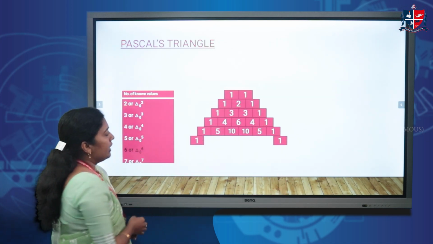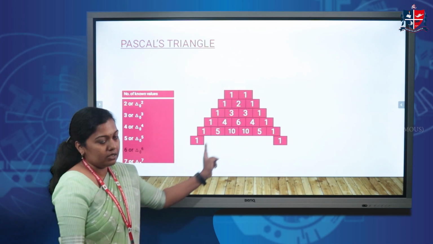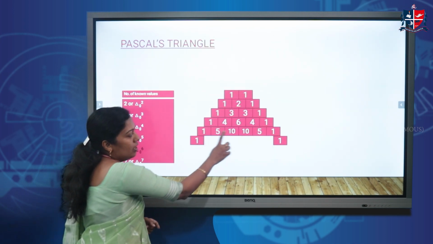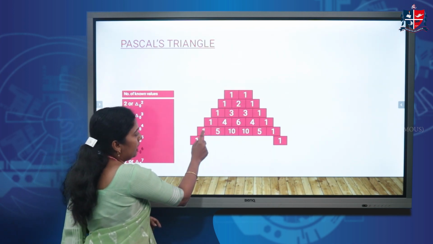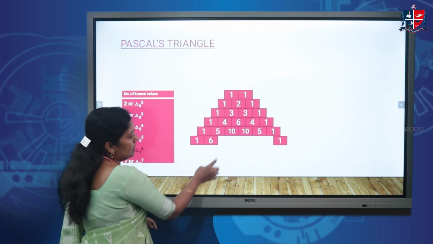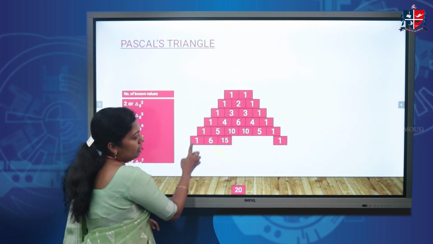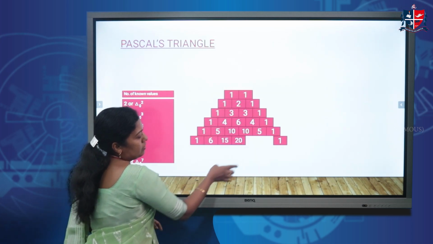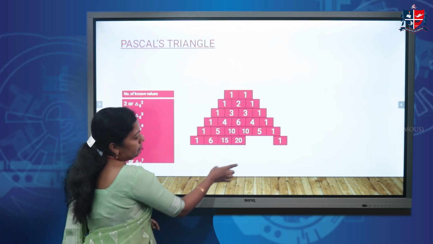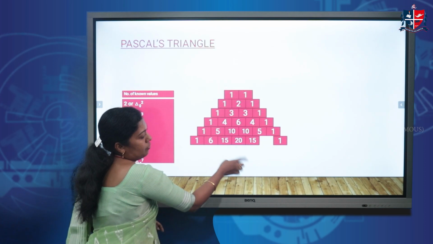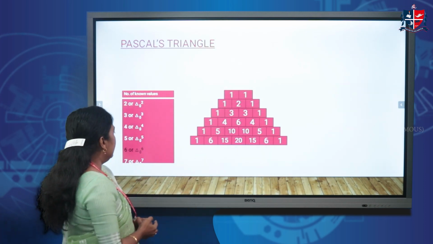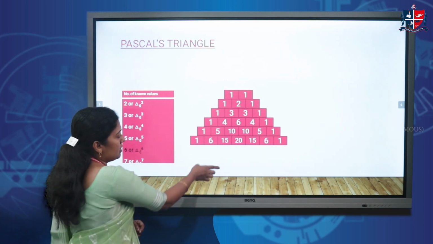Again coming to the next line, bringing the 1 to both the extremes, taking 2 values in the fifth line, the just preceding line, that is 1 plus 5, 6, 5 plus 10, 15, 10 plus 10, 20, 10 plus 5, 15, and 1 plus 5, 6. In this way, we can form the Pascal's triangle.